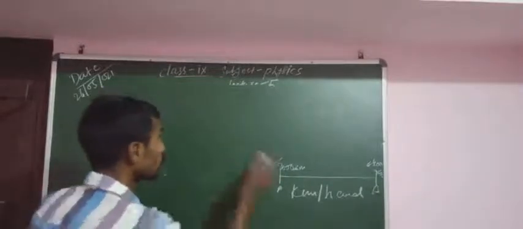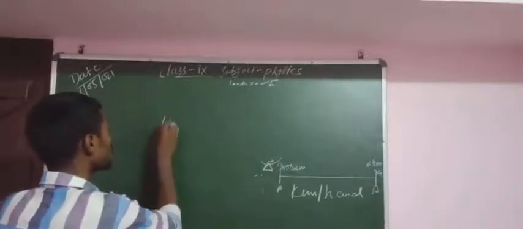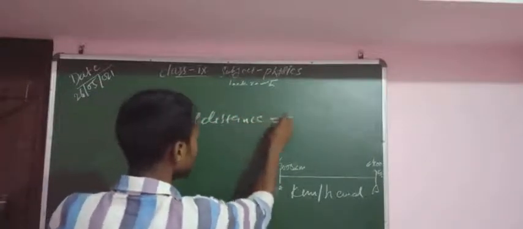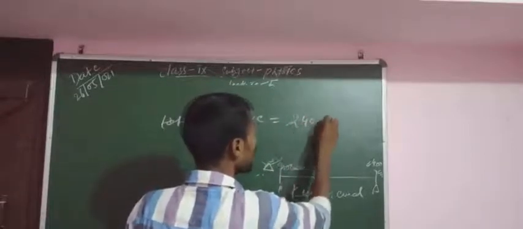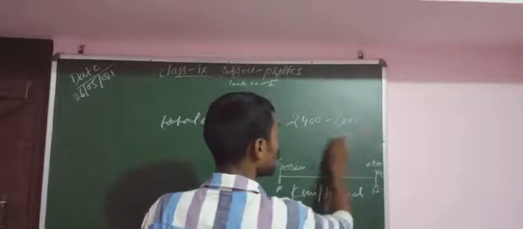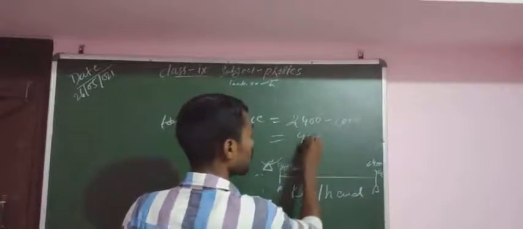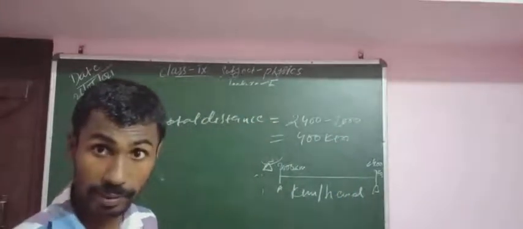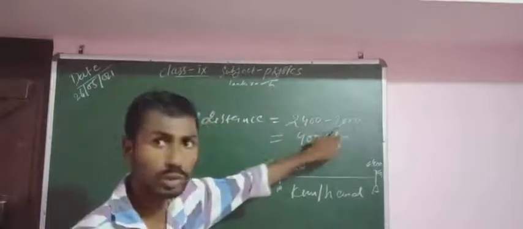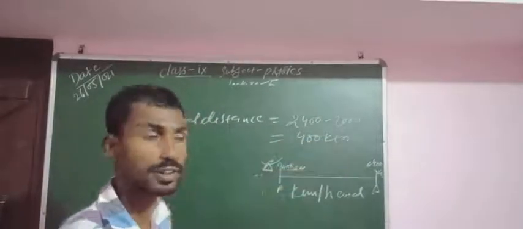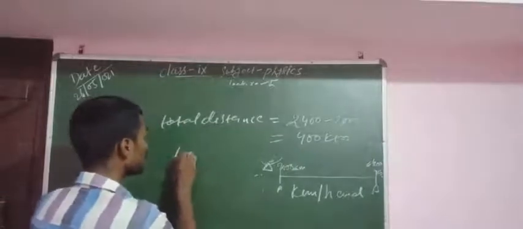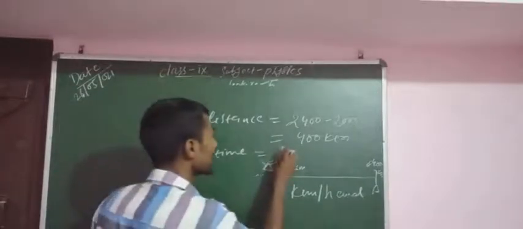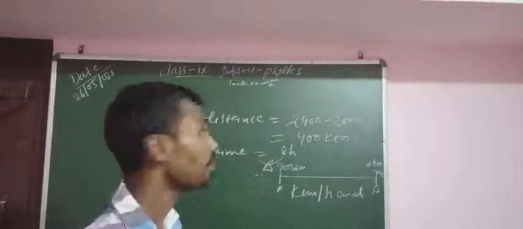Come to the questions. The total distance in that case, that means 2400 minus 2000. That means 400 kilometer. Total distance covered by the car, 2400 minus 2000, is equal to 400 kilometer. Total time taken by the car, that means 8 hours.